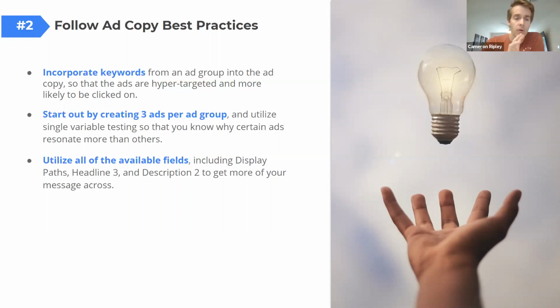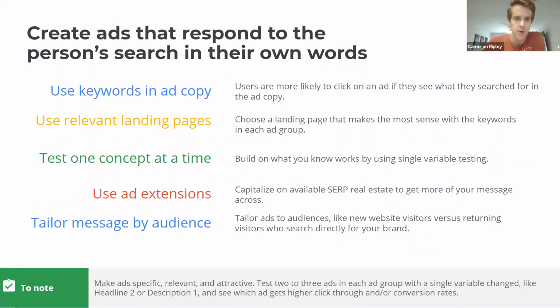And then utilize all of the available fields when creating the ad. So display path, headline 3, description 2, to get more of your message across to the user when they search. And we have some examples here. So, to create ads that respond to the person's search in their own words, some of the things you can do is use keywords in that ad copy, use relevant landing pages, never forget about the landing page and where we're sending them to. When testing, test one concept at a time.